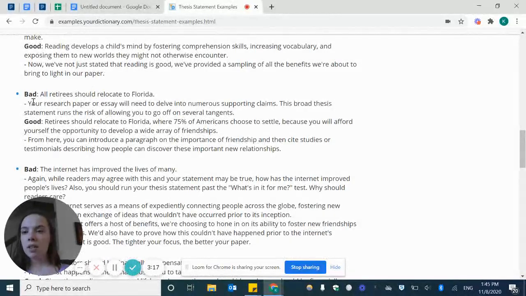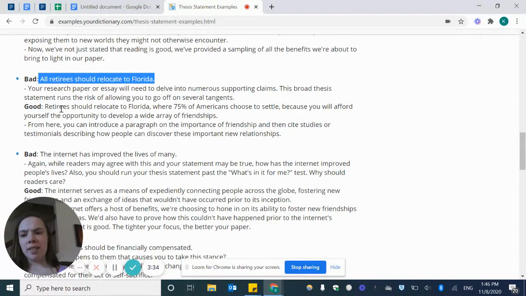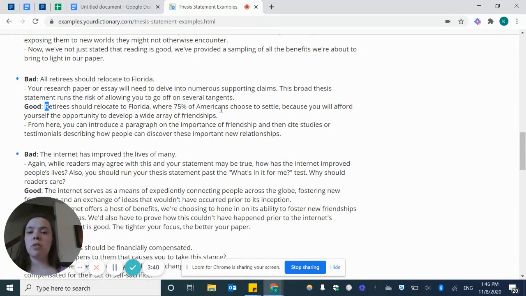Let's look at this one. A bad example: all retirees should relocate to Florida. Again, why? If it's too broad, you can get sidetracked, or it's not very convincing. Versus if I look at this good example: retirees should relocate to Florida, where 75% of Americans choose to settle, because you will afford yourself the opportunity to develop a wide array of friendships.